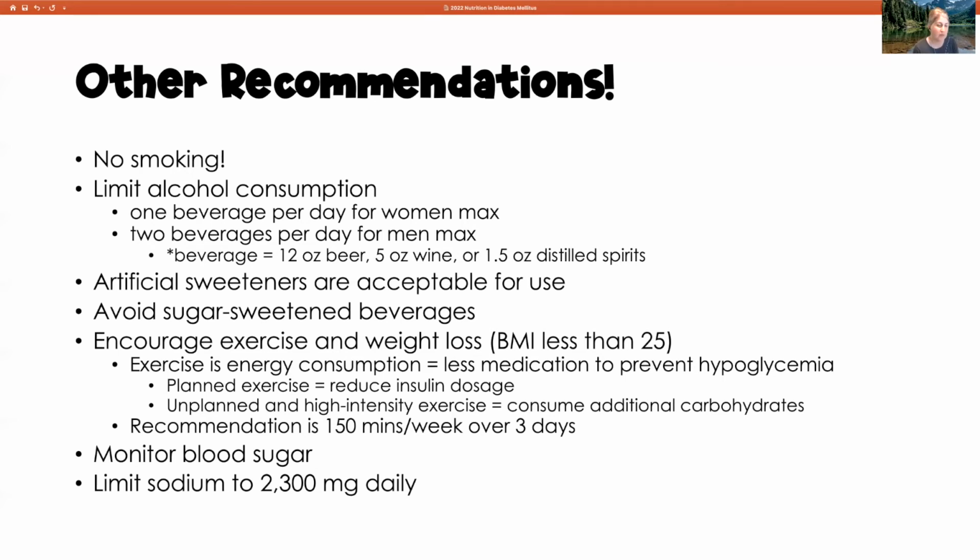And then we do want to limit sodium to 2,300 milligrams per day. Again, this is about cardiovascular health. Remember that if we can get that sodium level even down to 1,500 milligrams per day, that's even better for our cardiac health. But 2,300 milligrams per day would be the max.